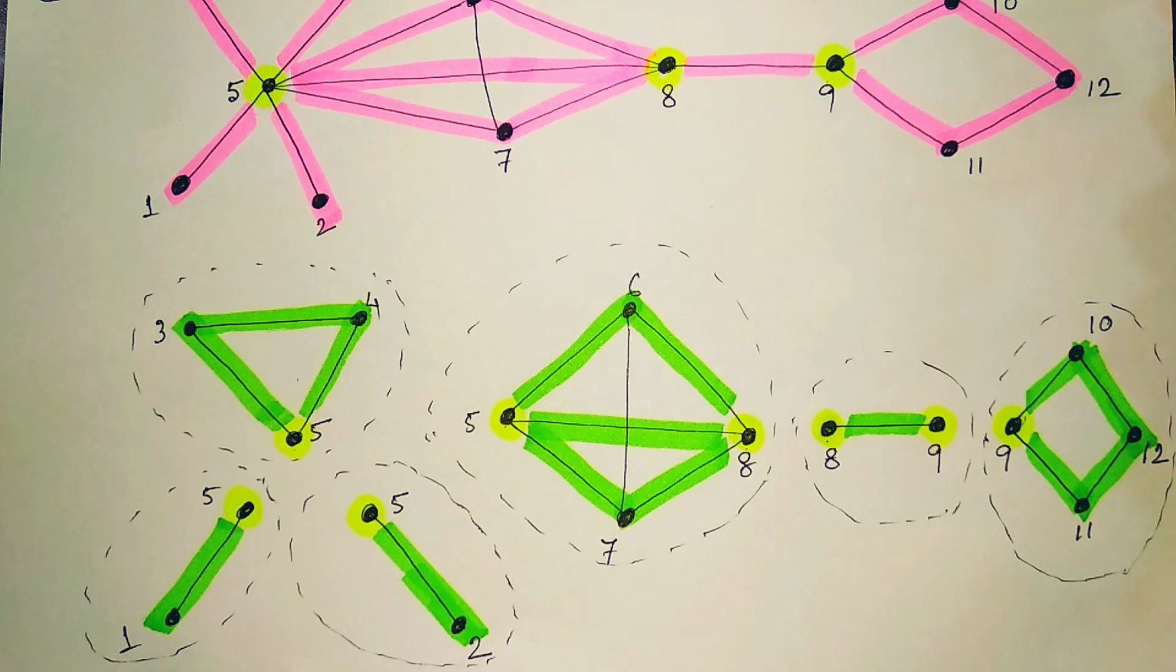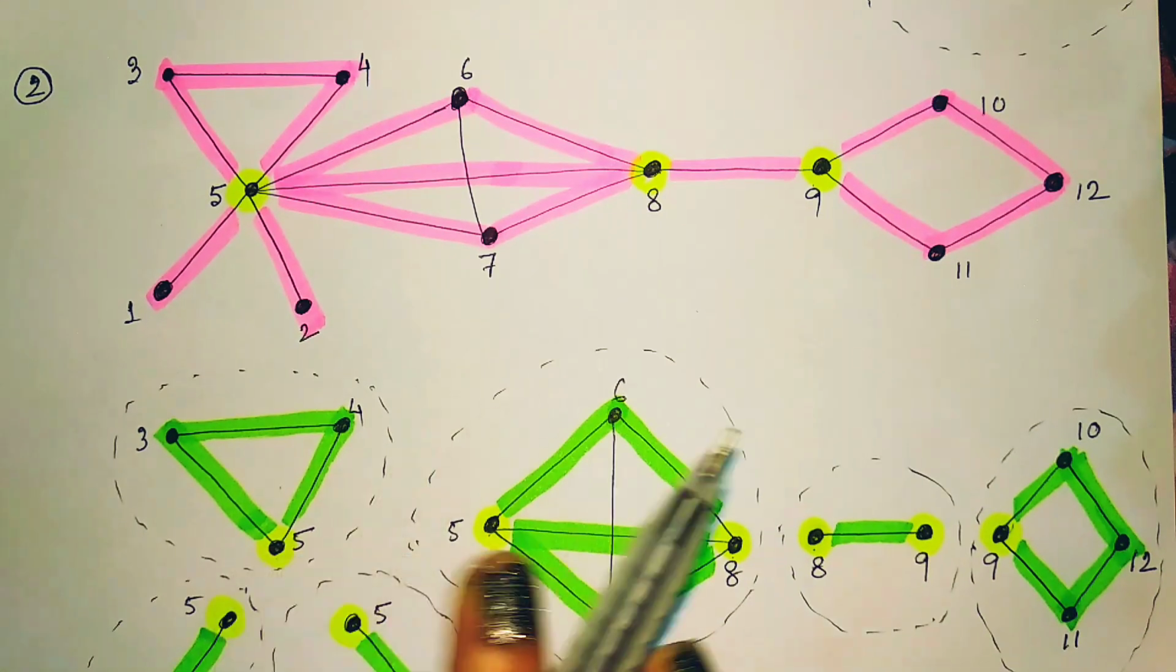Let me tell you the steps to find the biconnected components. At first, whatever graph is given, find out the articulation points from there. Depending upon the articulation points, we separate the graph into separate blocks, which are individually biconnected graphs. Accordingly, we can find the biconnected components. So these are all the biconnected components for this given graph.